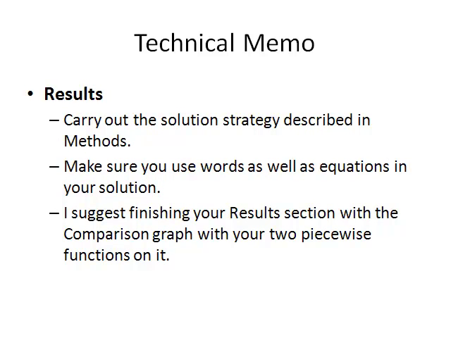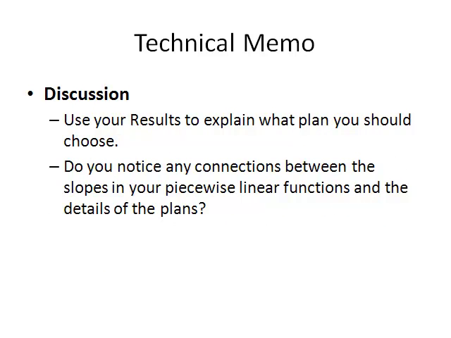In the results section, they carry out the strategy outlined in the methods section. Students have a tendency to want to write a solid mass of equations without any explanation. Getting them to use sentences and mathematics is like pulling teeth. For this project, ending the results section with a comparison graph is a good ending point. This allows them to use the discussion section to explain what plan should be chosen and why. I also ask them to look at the big picture and talk about that too.